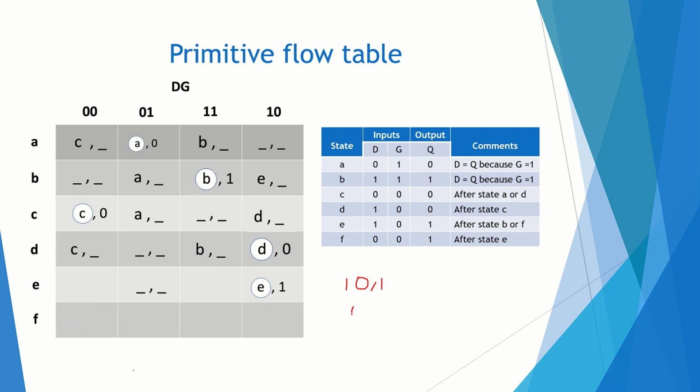So next transition is 0 0. So G is equal to 0. Output was earlier output was Q, so it will come here. So you'll see the transition. So it is 0 0 1 F.